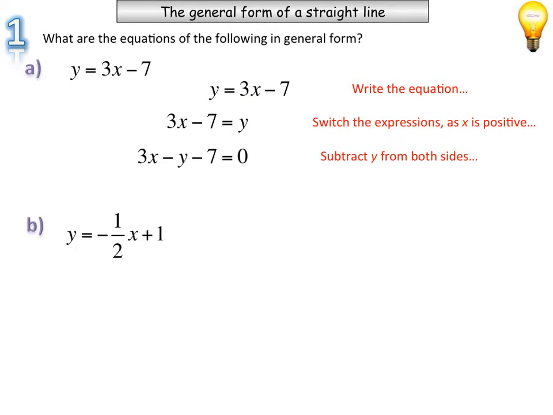Then the last step is to subtract the y, so we want to get this y onto the left-hand side of the equation. That's a positive y, so we need to get it to the other side by subtracting a y. If you subtract a y from that side, you must subtract a y from the other side, and there is our straight line form. So all we've done is rearrange this particular equation into a different form.